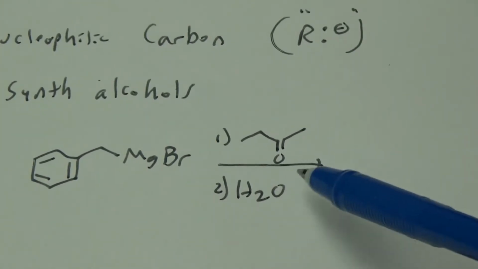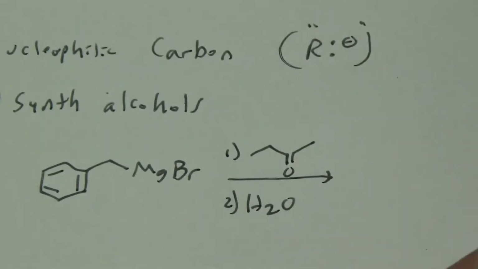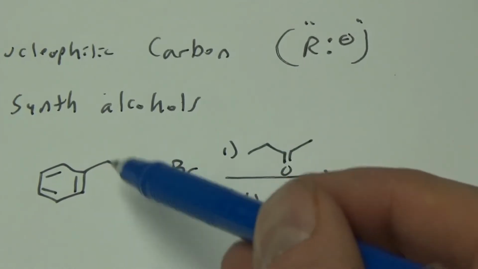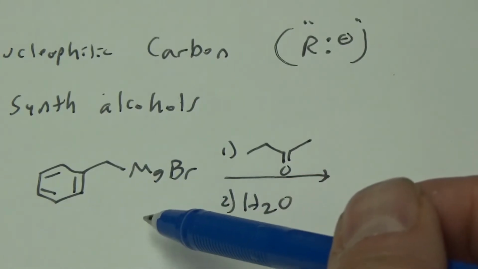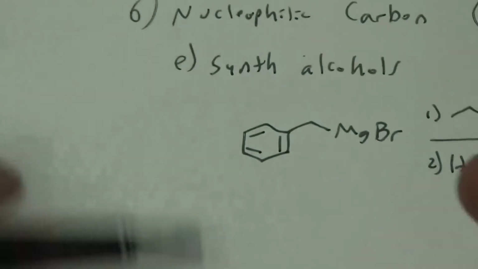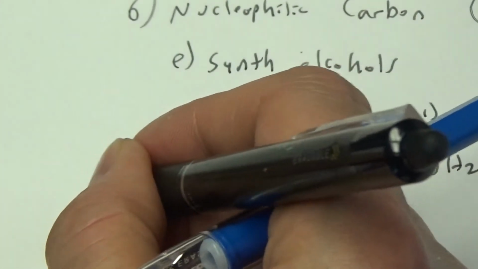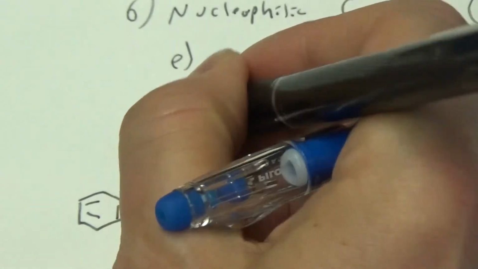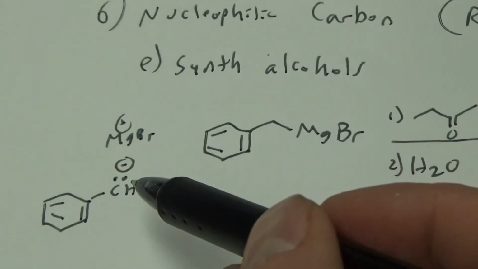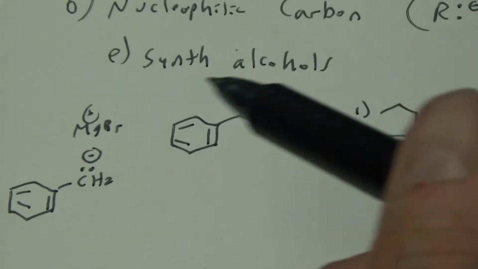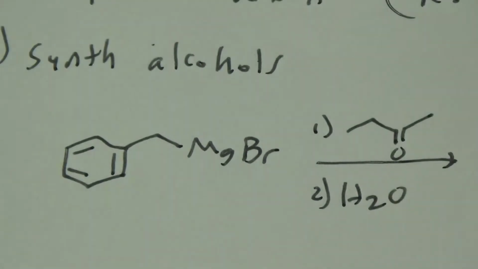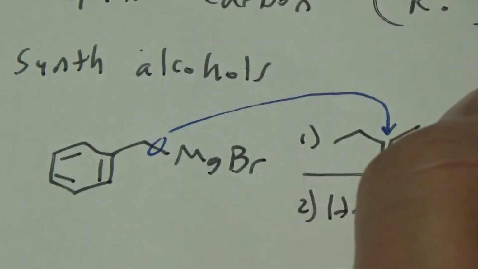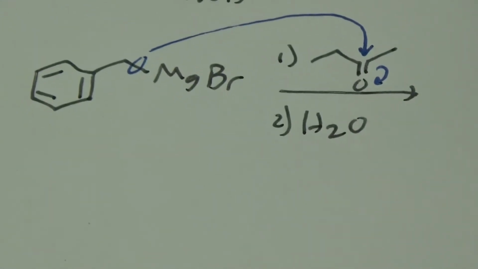But not even thinking about that, we can just do the mechanism. And remember, there's two ways I can do the mechanism. I can go from the line and have the line attack, or I could redraw this as benzene CH2 minus MgBr plus, circle the lone pair and attack the ketone. But the other way is to just circle the line, which is a pair of electrons, and attack, and then you make the alkoxide.